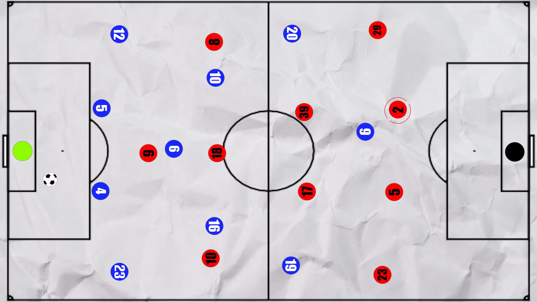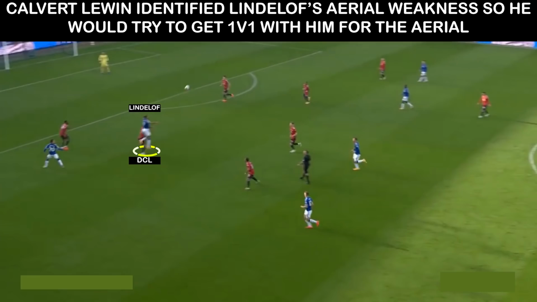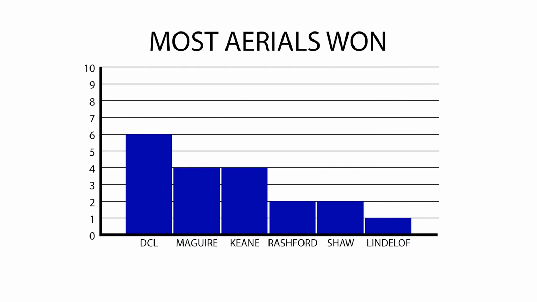But more commonly, he would pull on to Lindelof, who is much weaker in the air, to isolate him and win the first ball. The stats show this trend, with Calvert-Lewin ending with a game-high 6 aerials won, Maguire's second highest with 4 aerials won, whilst Lindelof only had 2 won.